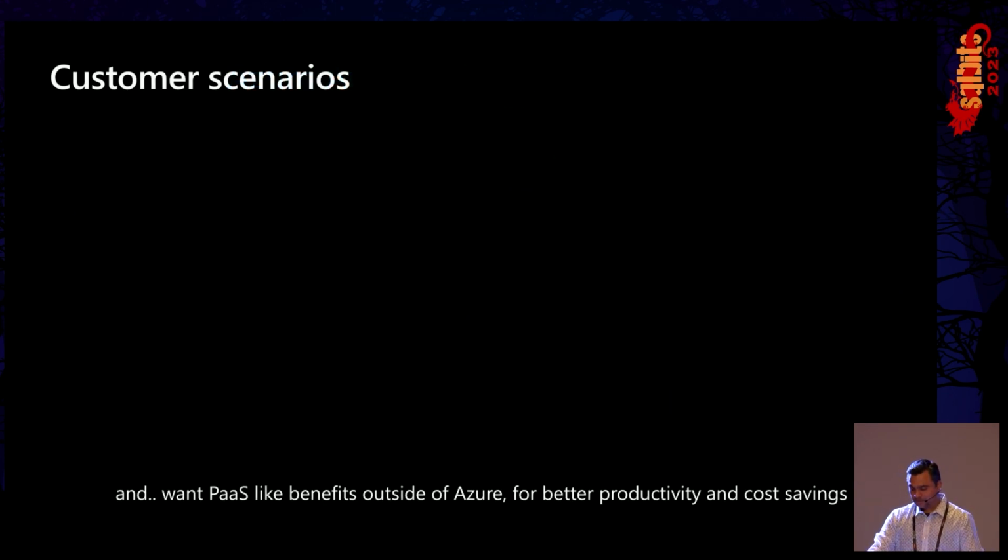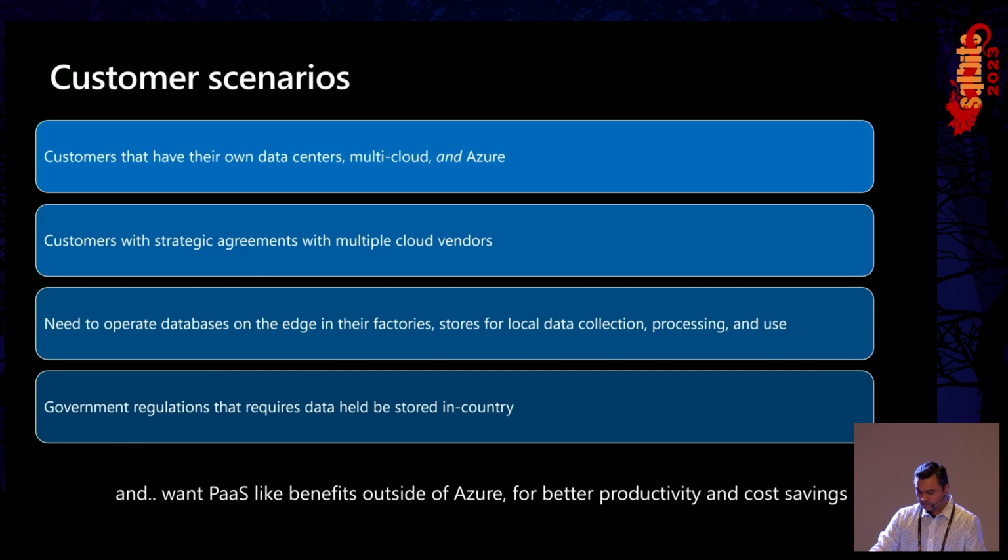So again, this is a good segue. Let me fill this out. So what are the scenarios where Arc SQL MI makes more sense, right? A lot of customers, especially customers that have been around for a long time, probably have their own data centers. They're just paying for electricity, right? For them to migrate to Azure, it's a huge cost. There are customers who have strategic agreements with different cloud providers. It's just the way they have to do business, right? You have to be in multiple clouds.